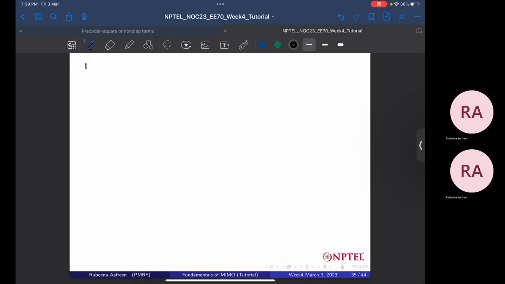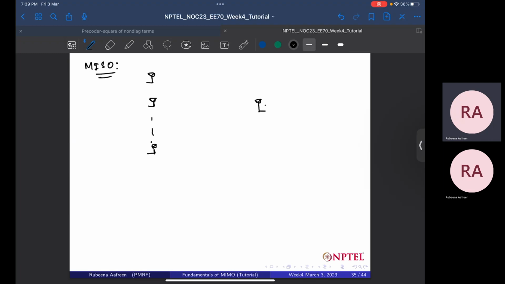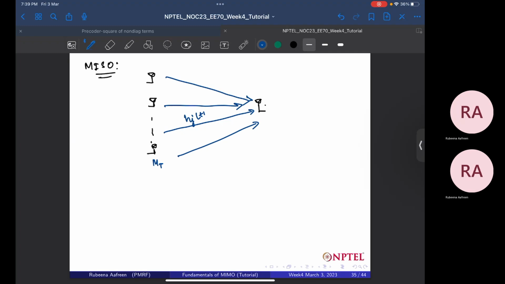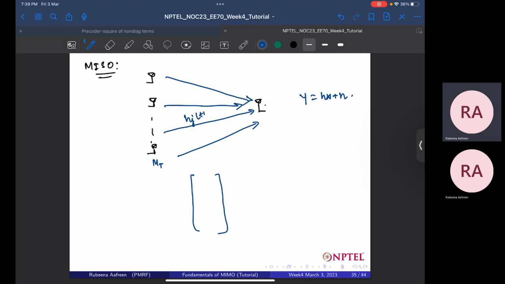Then we have multiple input single output. Here we have multiple antennas at the transmitter, and the receiver only has a single antenna. Okay, so we can say that MT transmitters are there. So this is h1t, h2t. Any general ht can be written as hjt and so on. Now you can see that there is only one receiver. So again you see y equal to hx plus n is there. So x is an MT cross 1 vector, right?